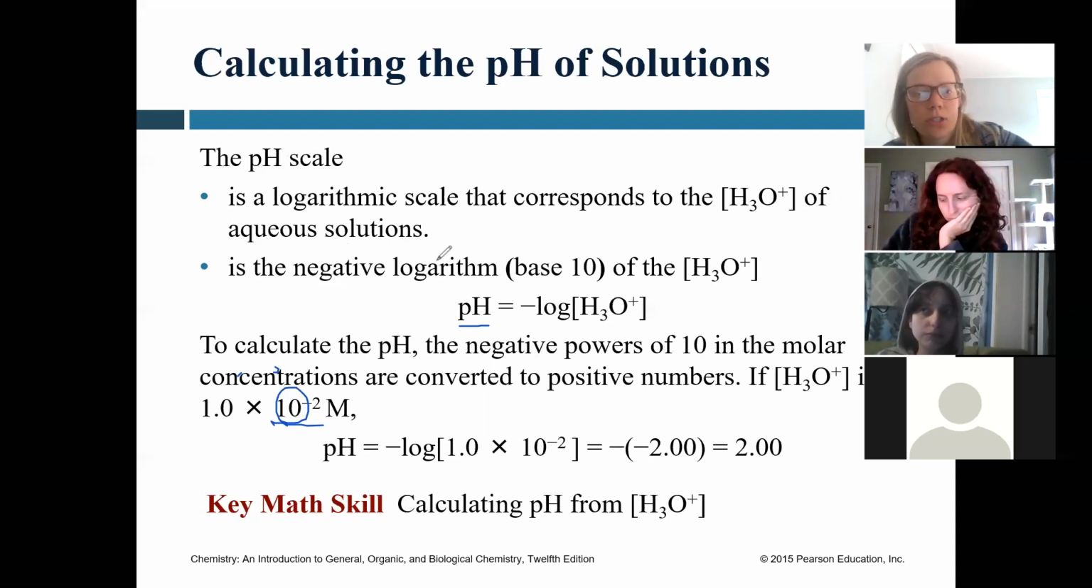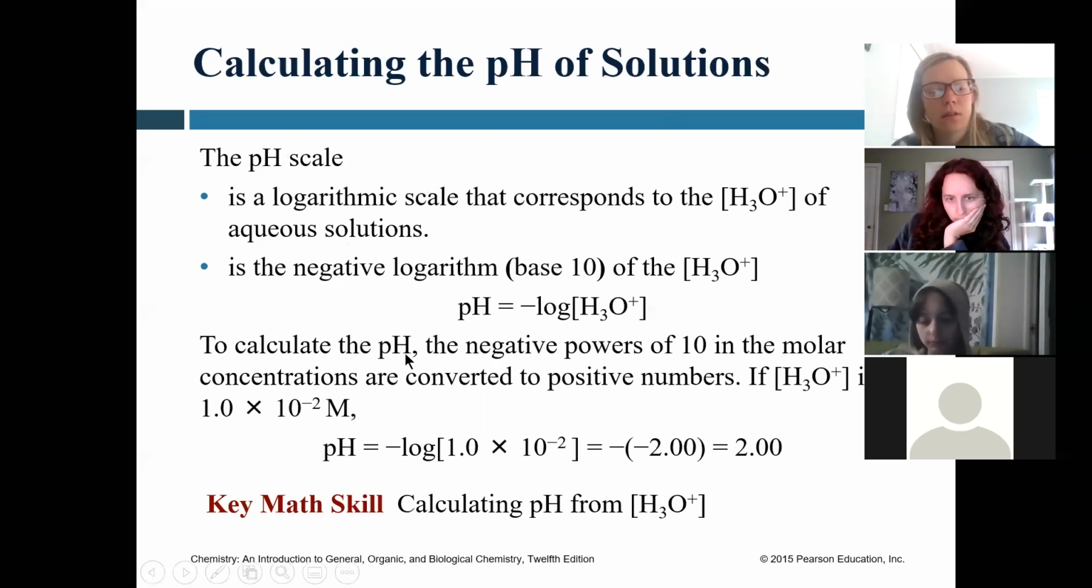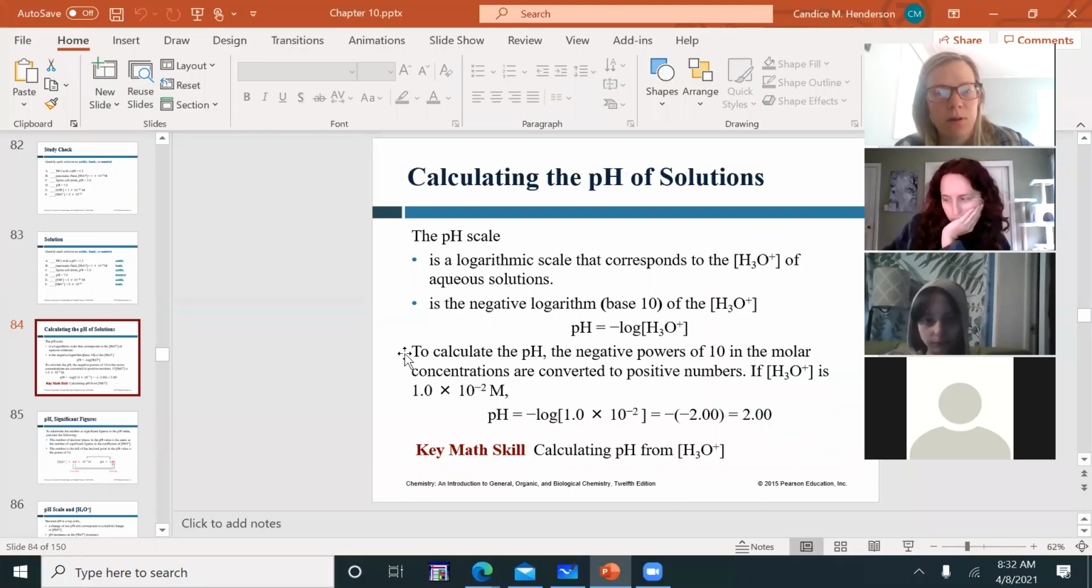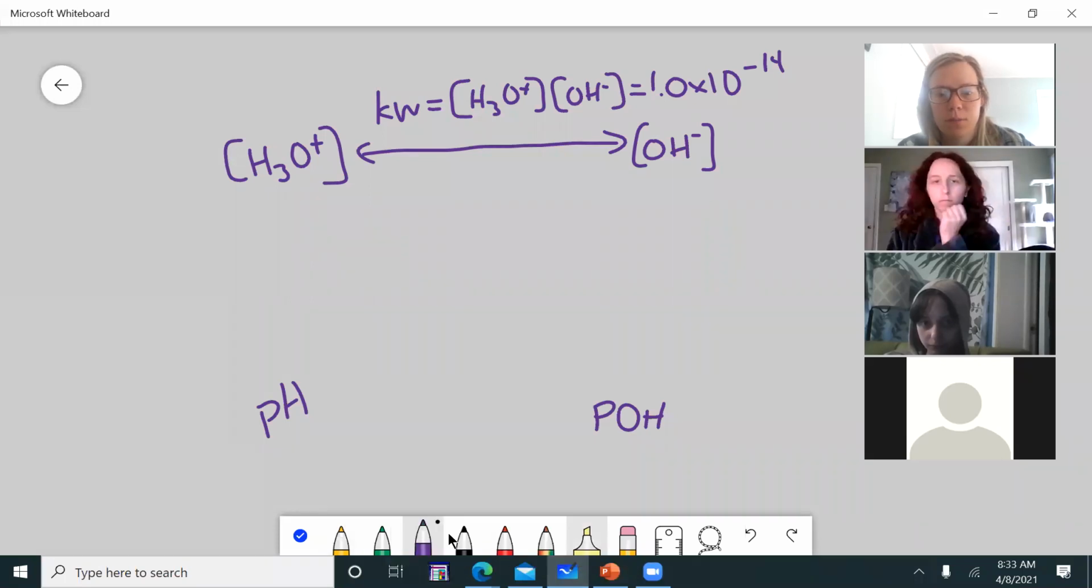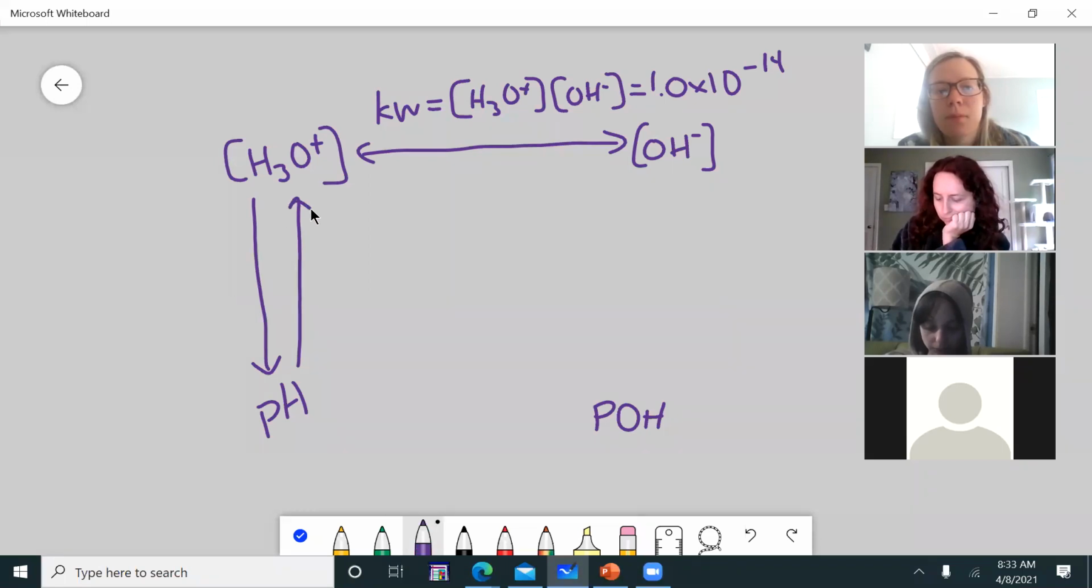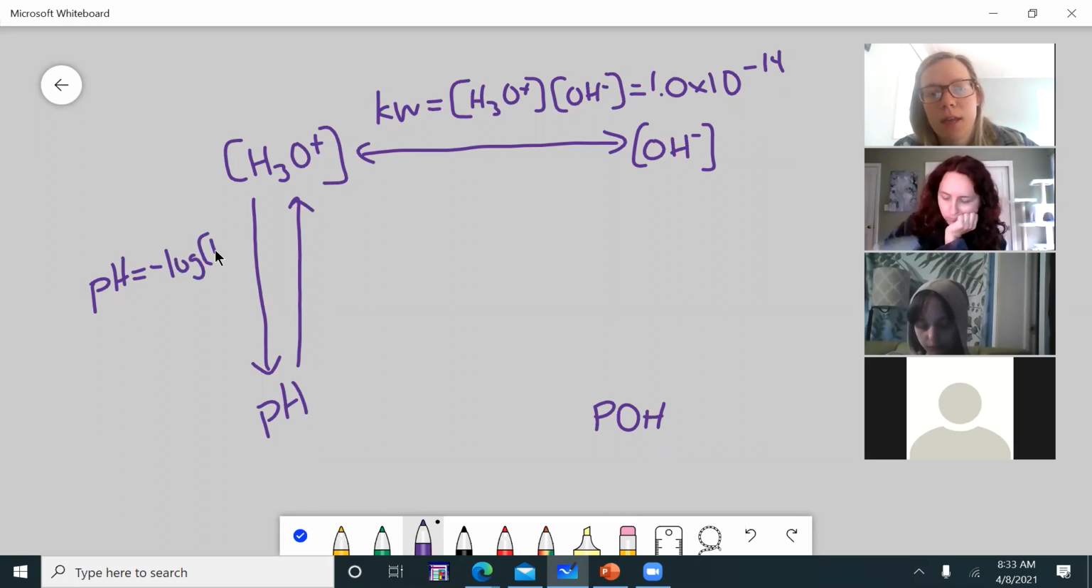So let's fill this in to our chart. We're going to put 2 arrows because it is important which direction we're going in. We know this relationship over here now. So I'm going to put 1 arrow going down and 1 arrow going up. If I know this concentration, I can get the pH. pH equals the negative log of the H3O+.